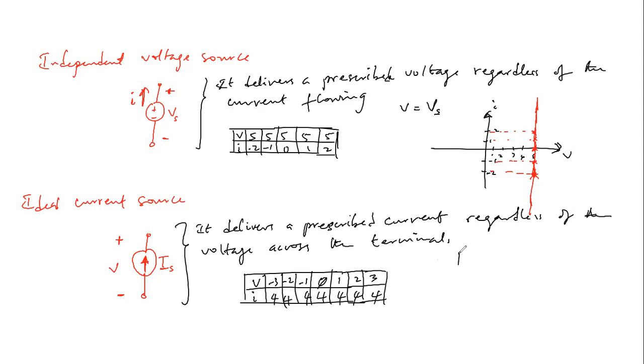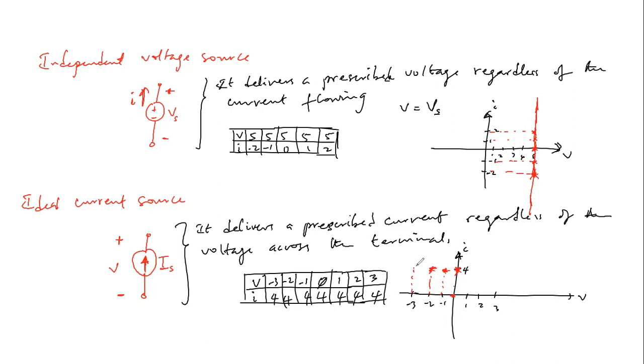So it means that in plotting our graph, this is the I-axis, and this is the V-axis. So for the I-axis, let's assume this is positive 4, right? Now, we have negative 1, negative 2, negative 3, positive 1, positive 2, positive 3. So the idea is we are going to get a prescribed current value regardless of the voltage. So at V equal to 0, that's what we get, 4. And at minus 1, we still get 4. At minus 2, we still get 4 ampere.